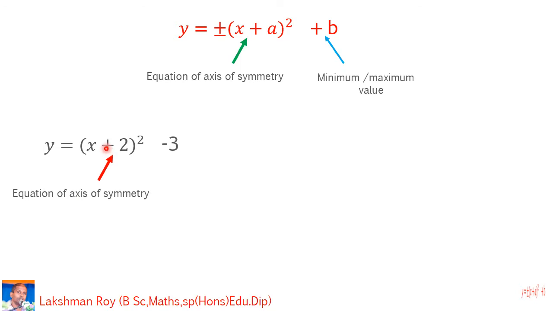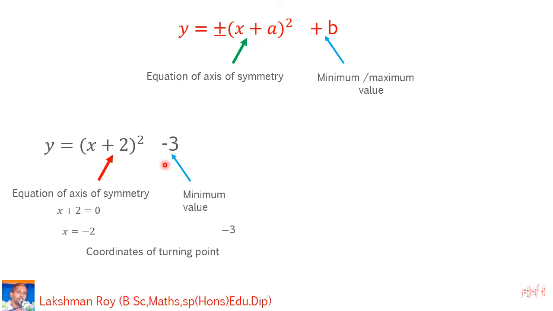Now how to do that? Take that x plus 2 and make it equal to 0. Always take this part and make it equal to 0. Then you can remove this 2: subtract 2 from both sides, then you get x equals negative 2, right? So this is the equation of the axis of symmetry. You can check with your graph. Then this part says the minimum or maximum value. So this graph is minima, so this is the minimum value. In this graph the minimum value is negative 3, right?